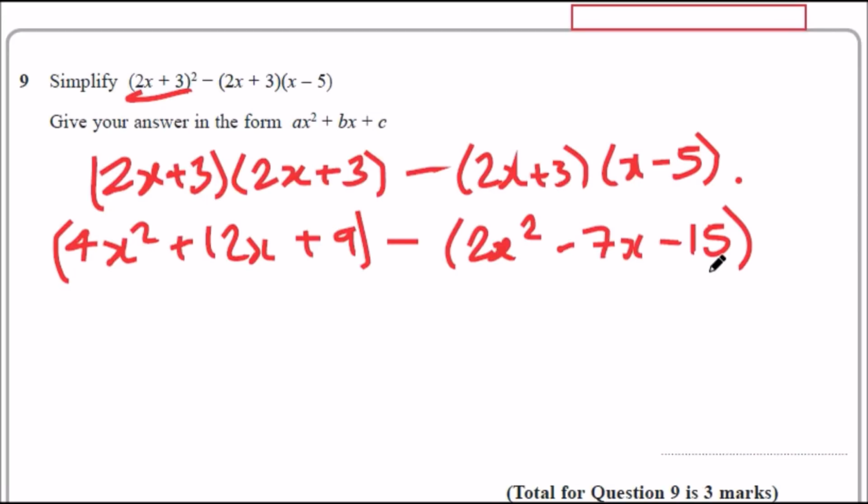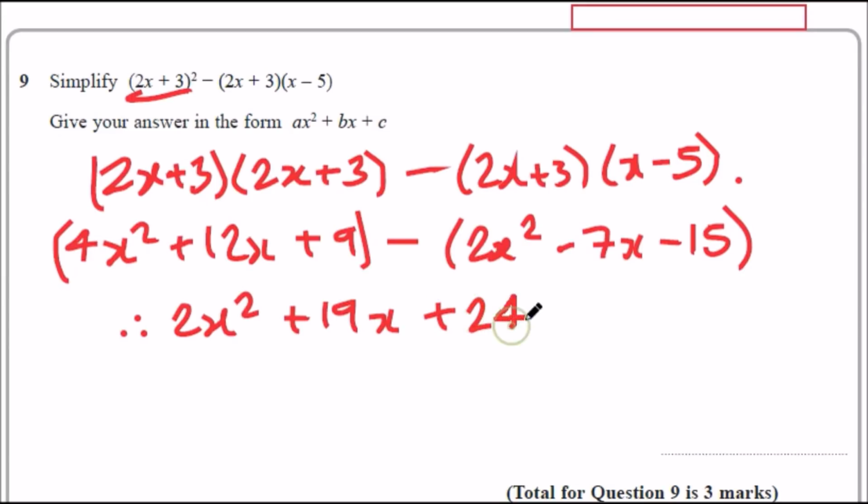And okay, so now let's open this all up. So we're going to have 4x squared minus 2x squared, which will give us 2x squared. 12x minus minus 7x means plus 7x. So 12x plus 7x will give us plus 19x. 9 take away negative 15, 9 plus 15, will give us plus 24. So our values A, B, and C are this.